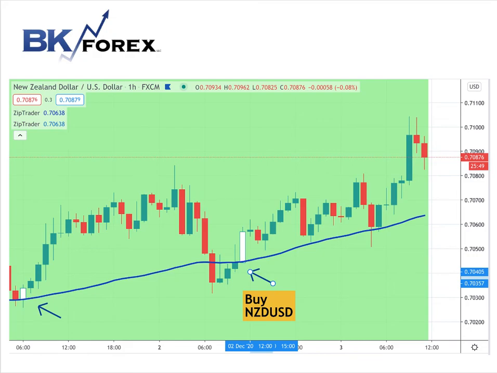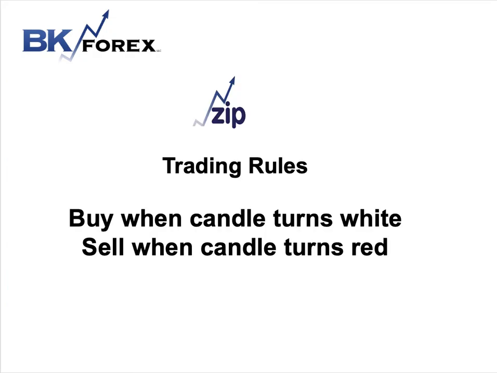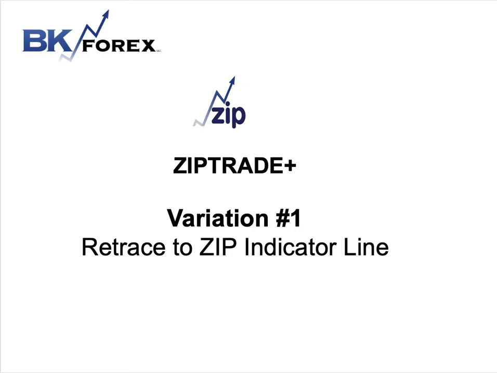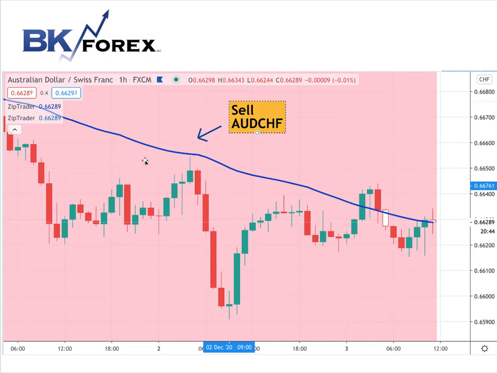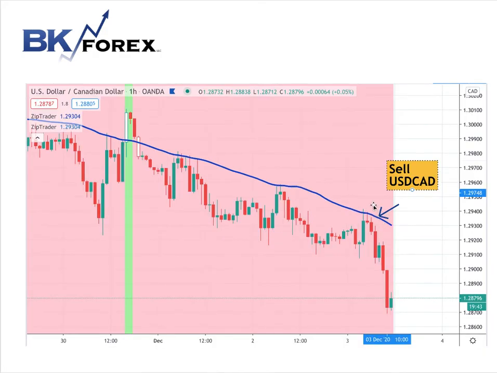There are other variations of zip as well. The classic rule is buy when the candle turns white, sell when the candle turns red. But the first variation is we trade the retrace to the zip indicator line. That can also be very powerful when the zip indicator line actually holds as resistance like it did here in Aussie Swiss. And also here in CAD Swiss, where the retrace to the indicator line was also a very nice sell entry for dollar CAD on multiple occasions, 1, 2, 3 in the dollar CAD chart.